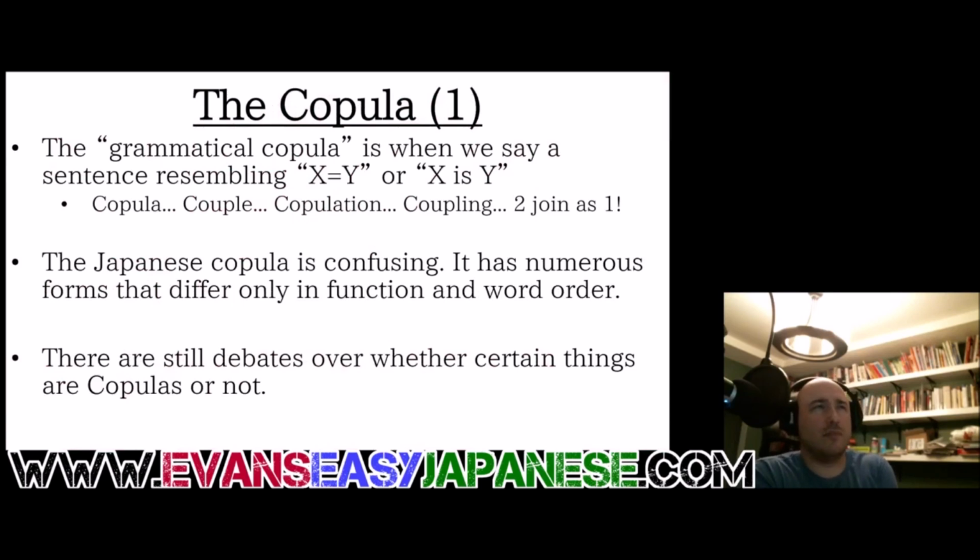The copula, page number 1. The grammatical copula is when we say a sentence resembling X equals Y, or X is Y. We just talked about that. Copula, couple, copulation, coupling. Two join as one. The Japanese copula is confusing. Good God, yes it is.